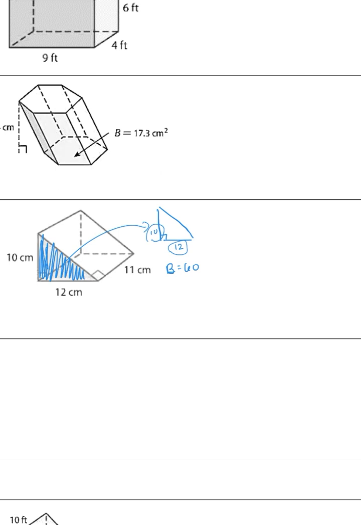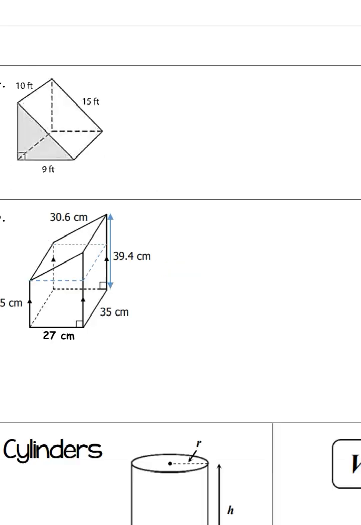Now we can plug that into our formula. So we've got our area of the base, and now we need our height. So remember that the height is the distance between the bases. So if my two bases are these triangles, then the height has to be this 11. So we're going to have 60 times 11, which is going to give us a total of 660 centimeters cubed. Okay, so let's move on to example 4.